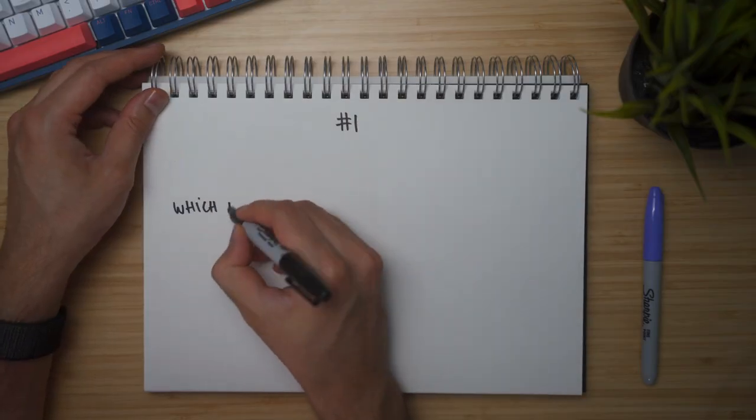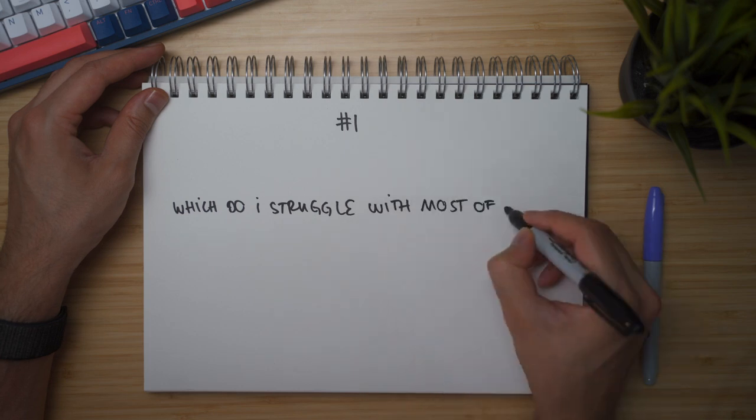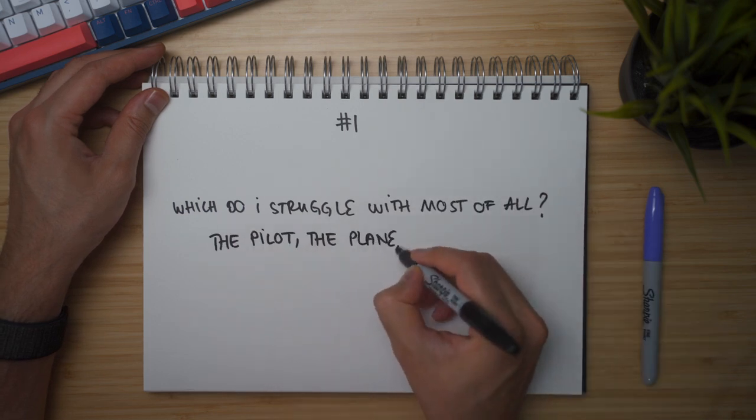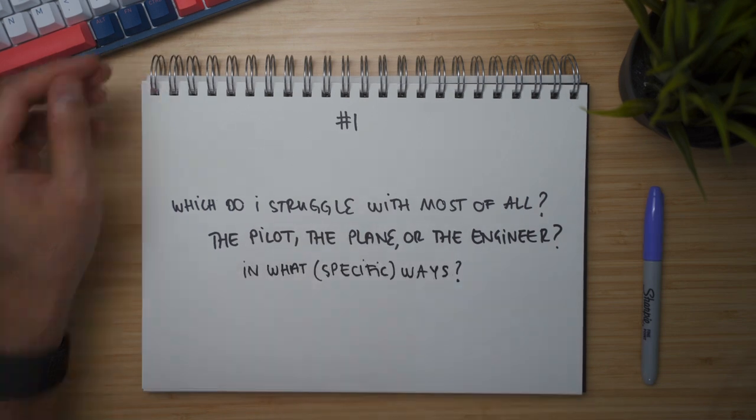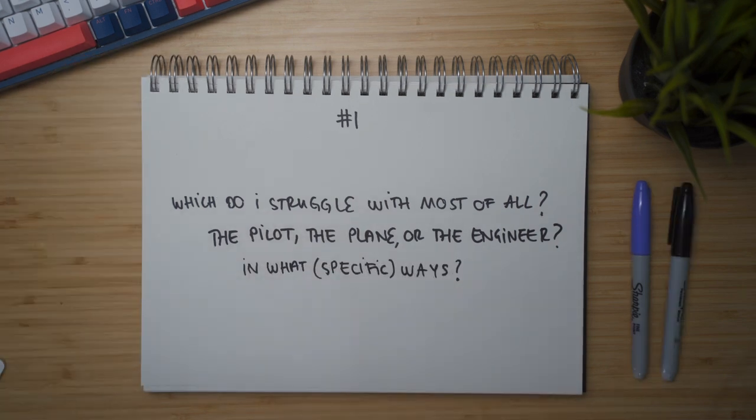Okay, so our first class project journaling prompt is, which do I struggle with most of all, the pilot, the plane, or the engineer, and in what specific ways? And I'd really encourage you to try and be as specific as possible because it's only when we're really honest with ourselves and actually identify what we're trying to improve that we can actually improve on it. So that's the first journaling prompt.